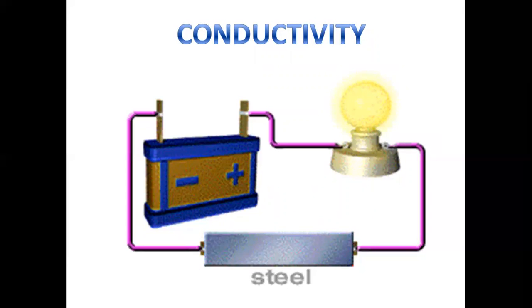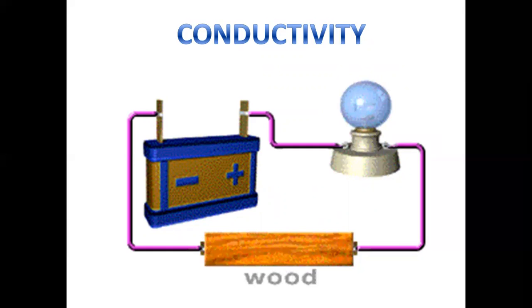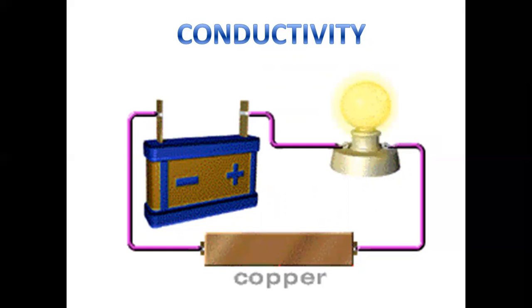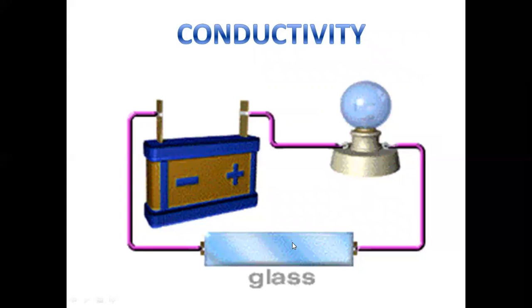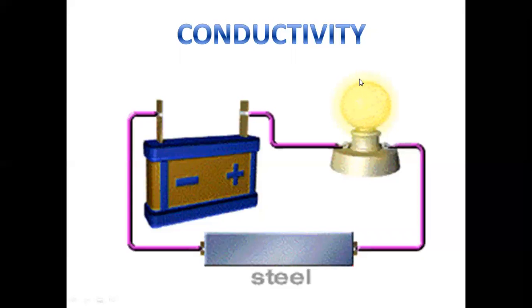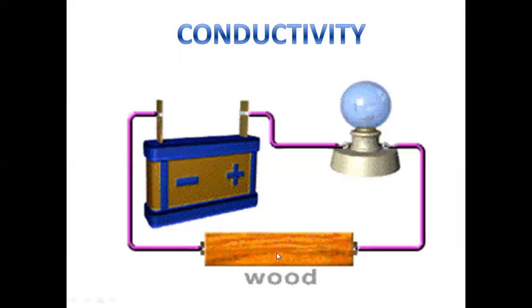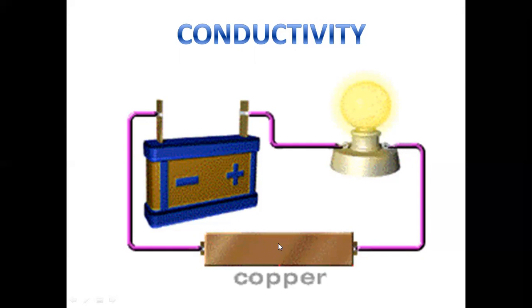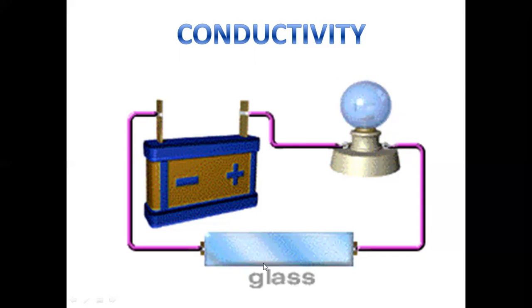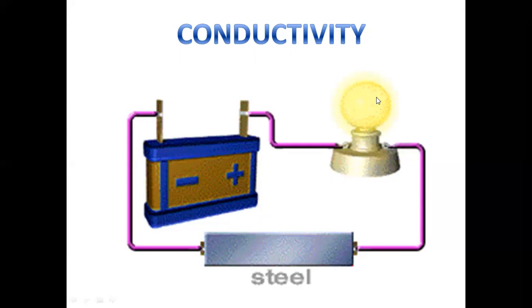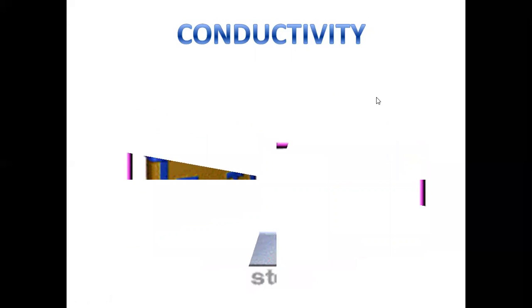If it is glass, the bulb does not. If it is steel, the bulb glows. If it is wood, the bulb does not. So therefore here, this clearly tells us there are two types of substances. Some conduct electricity, some do not. The substances which conduct electricity, we say good conductors, which do not, we say poor conductors. Okay.